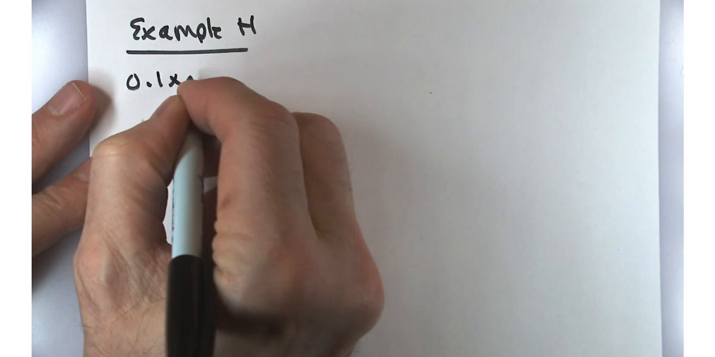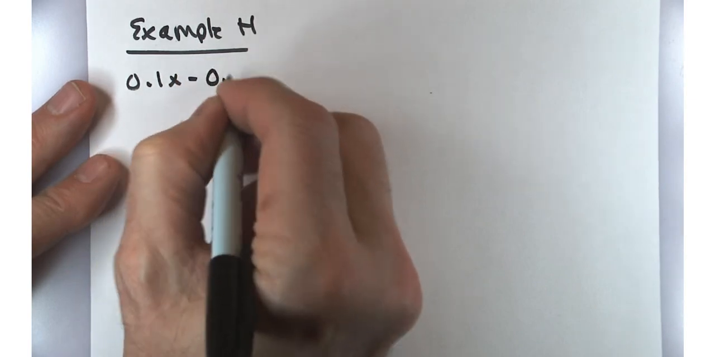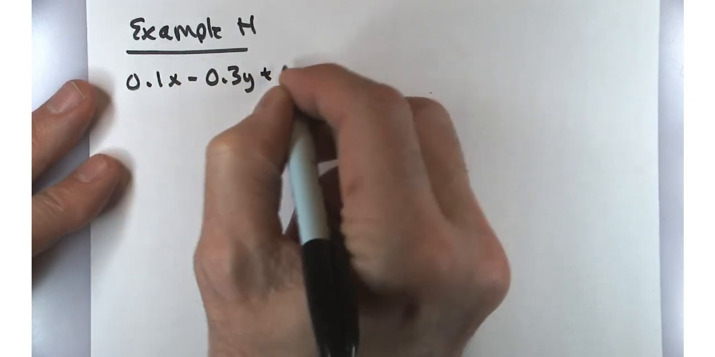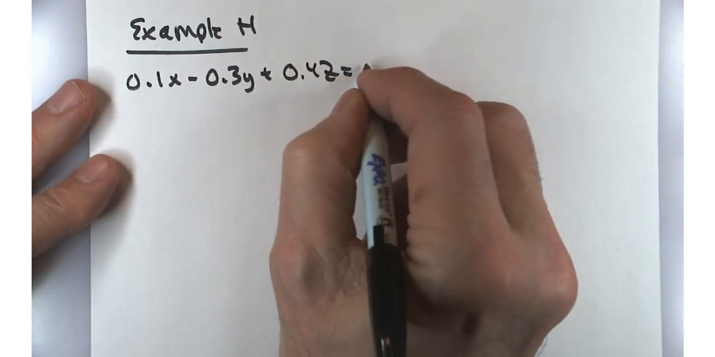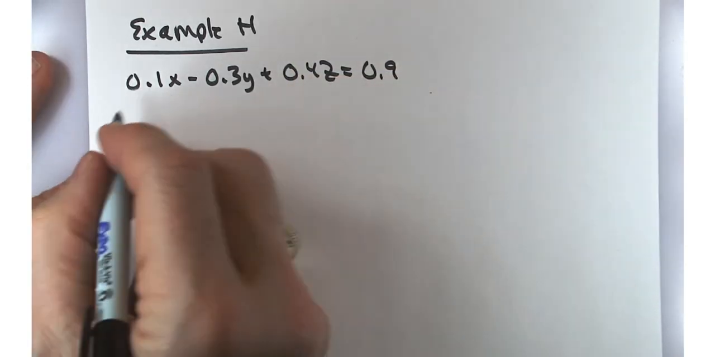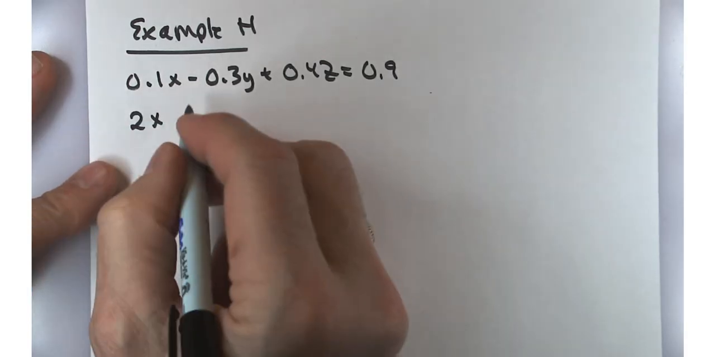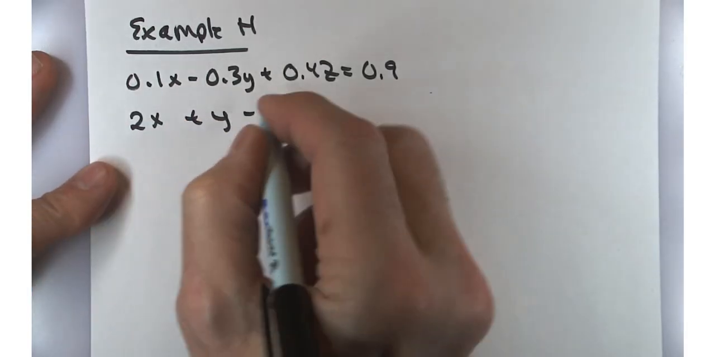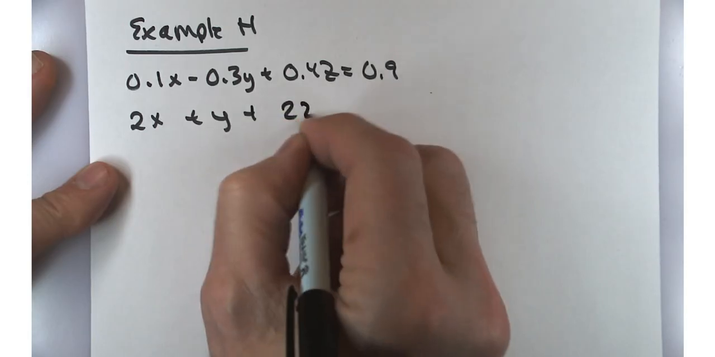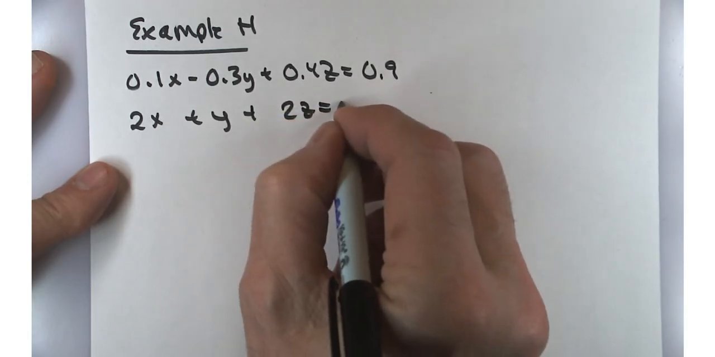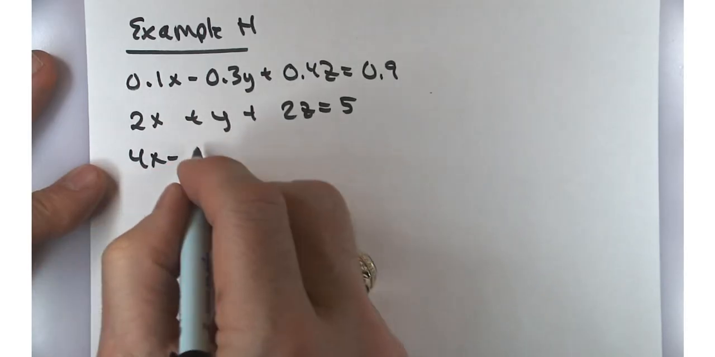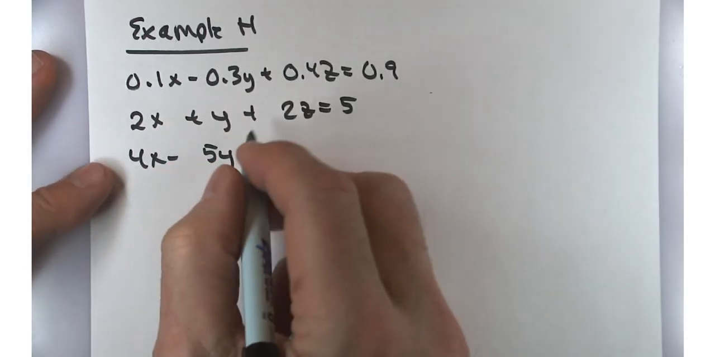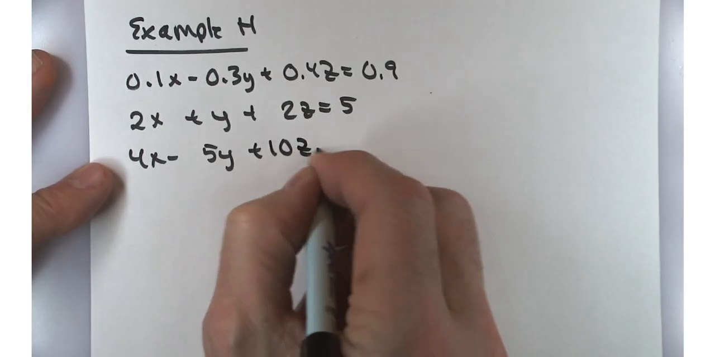0.1x minus 0.3y plus 0.4z equals 0.9. 2x plus y plus 2z equals 5. And 4x minus 5y plus 10z equals 23.